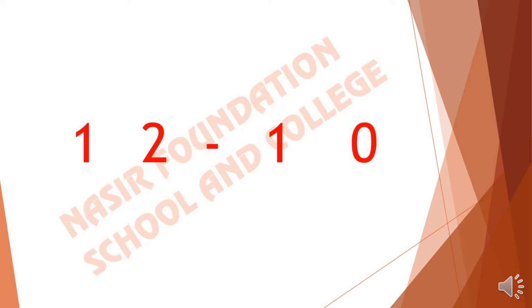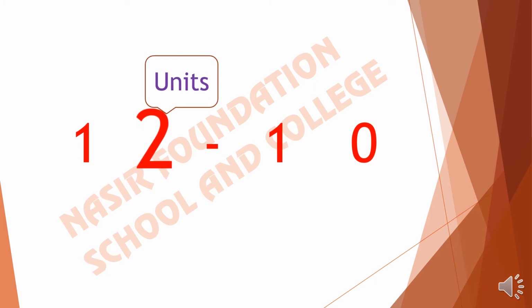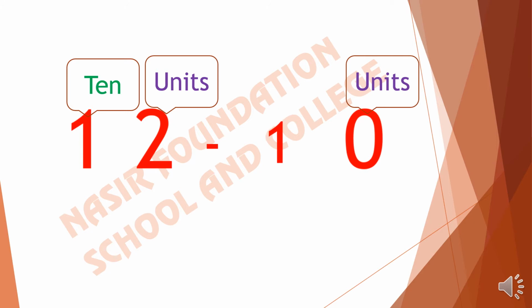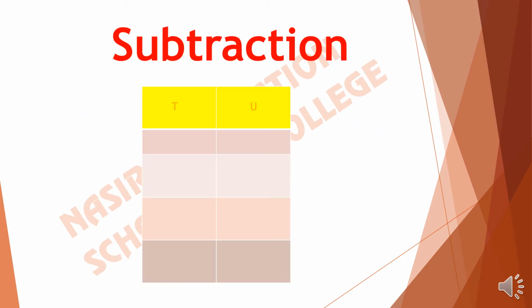Here we have 12 and 10. We have to subtract 10 from 12. 2 is placed at units place. And place value of 1 is tens. Place value of 0 is units and place value of 1 is tens. We will subtract both of them by writing them vertically. In this chart we will place these numbers. 2 in the units column and 1 in tens column.